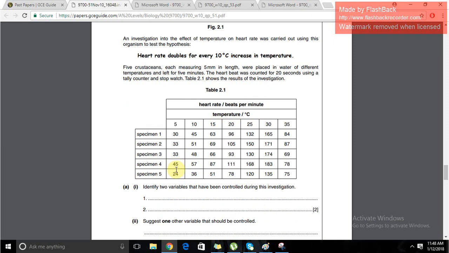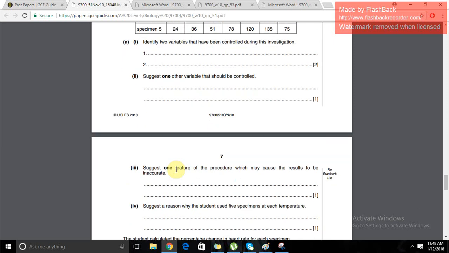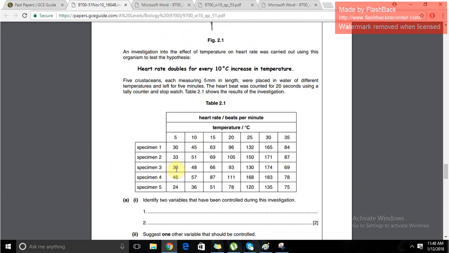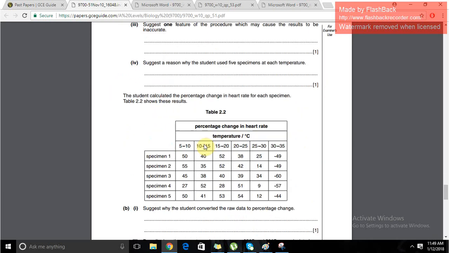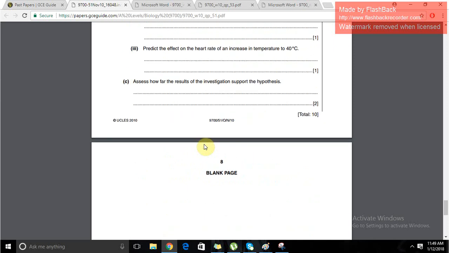2 variables that have been controlled: the time interval in which heartbeat was counted and the length of the specimen. One other variable that could be controlled: mass is definitely a possibility. One feature which may cause the results to be inaccurate: basically we just counted for 20 seconds, so there is a lot of chance of inaccuracy. If we had counted for more than 20 seconds, it would likely have been better. And then we have the last part of the question.